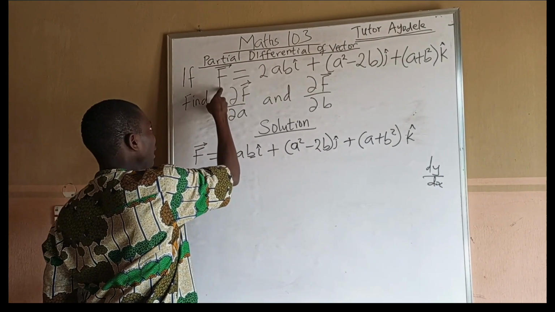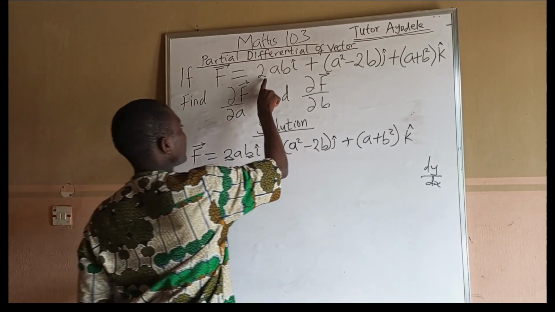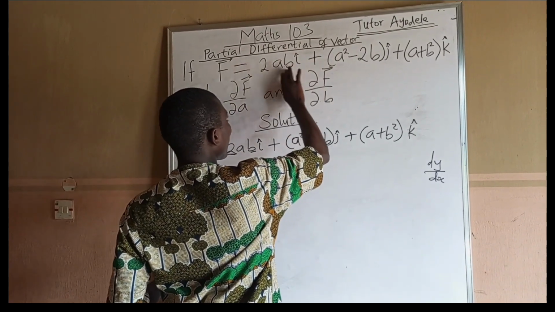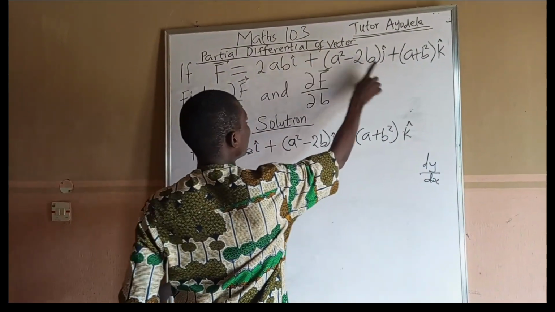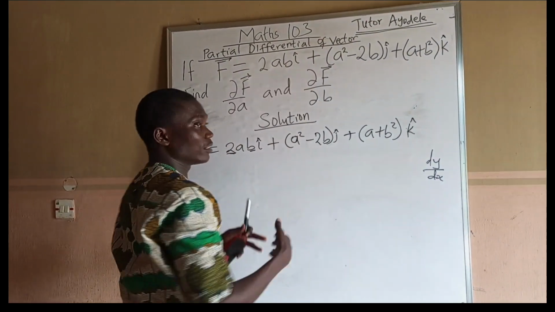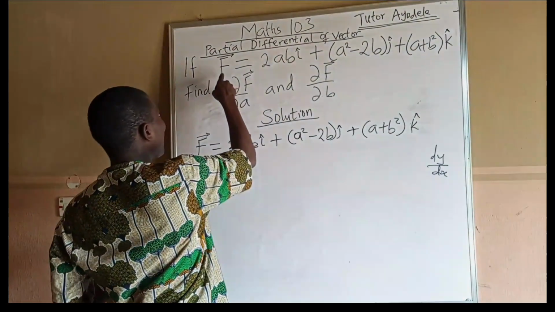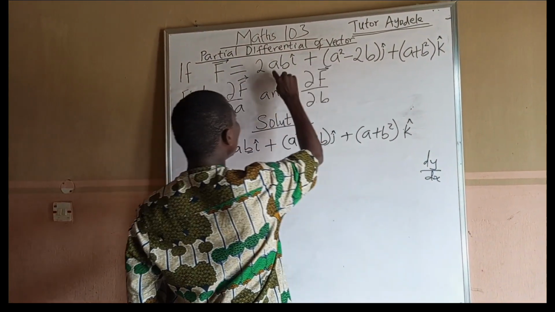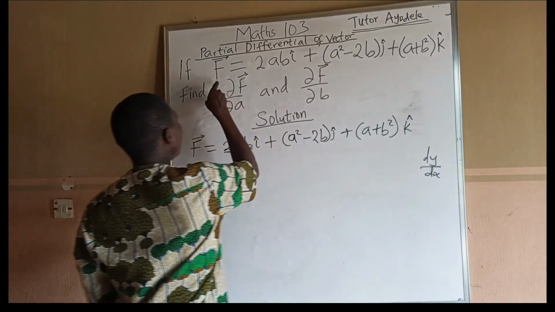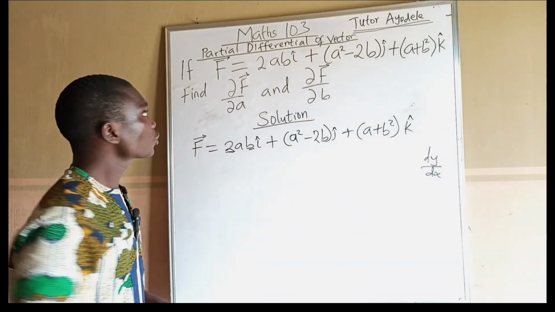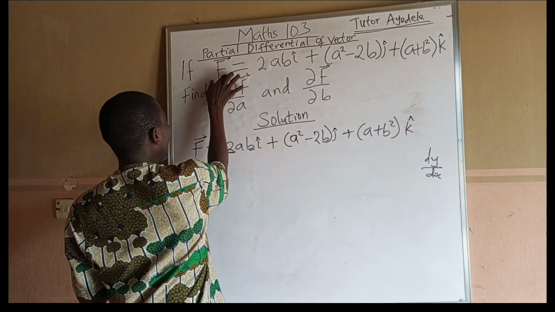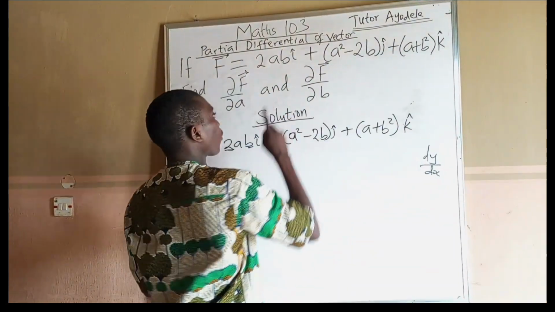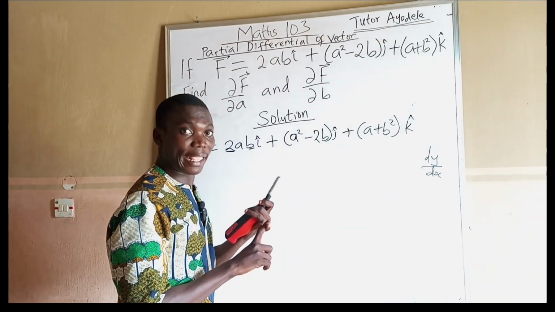If you look at this f, you will see that f is a function of a and b. That is, on the right hand side, we have a and b, right? This i, j, k just represent the directions. So f depends on the values of a and b here. If the values of a and b change, the value of our f will change. So now we want to differentiate this f with respect to a only.